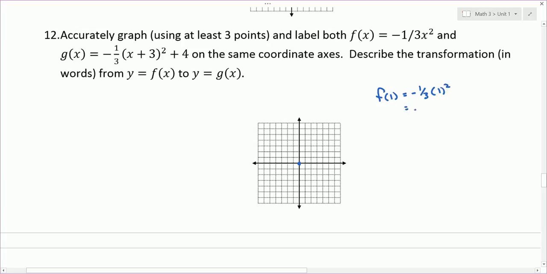But notice when we do that, we end up with a fraction, negative 1/3, which we can graph. It doesn't say at least a lattice point, but it's a little easier to graph a whole number. So we need to be careful what we choose to plug in for x. It has to be divisible by 3. So let's plug in 3. So we get negative 1/3 times 3 squared, which is negative 1/3 times 9, which is negative 3.